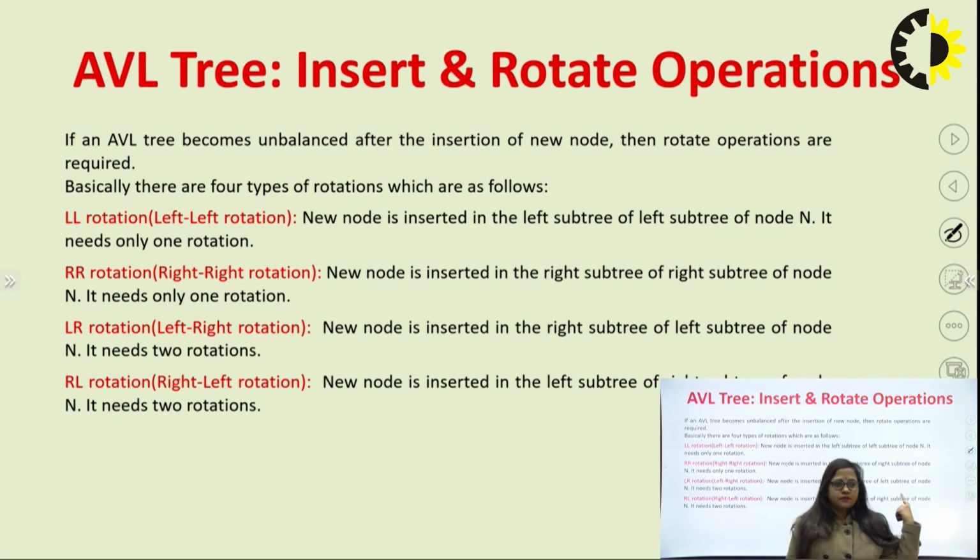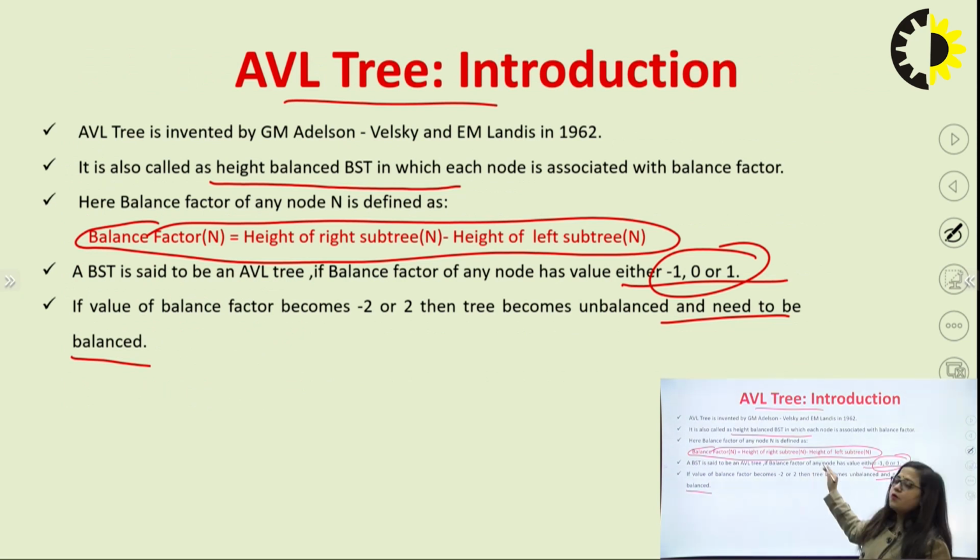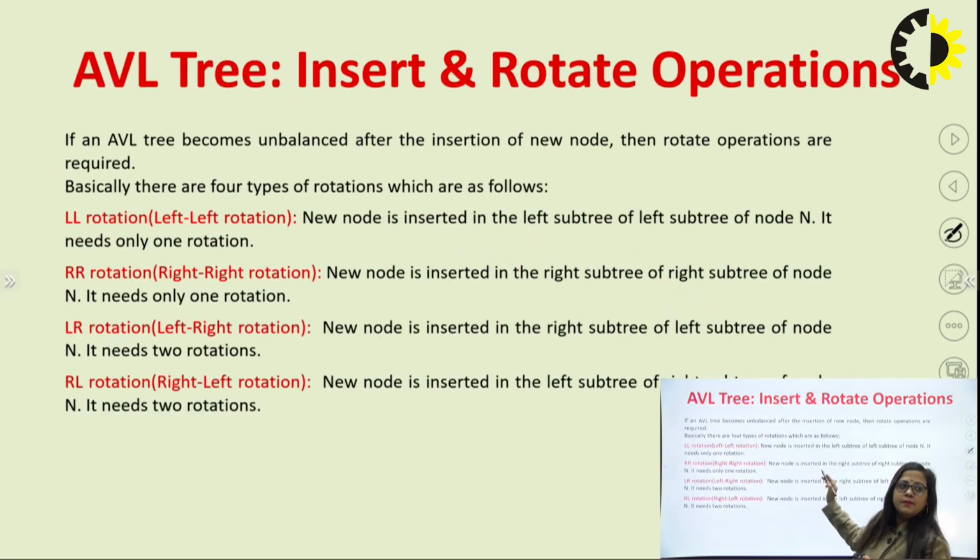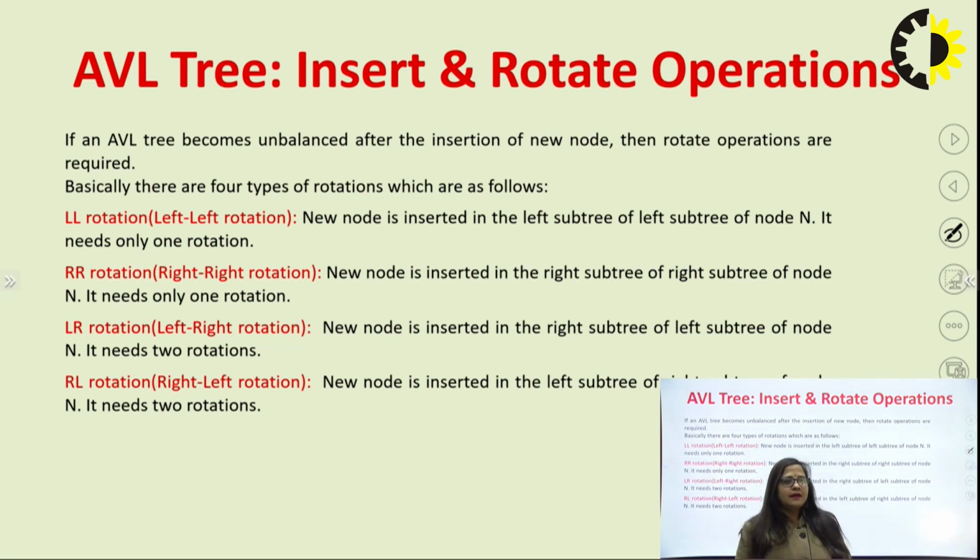First one is left rotation. Left rotation means if a new node is inserted to the left, and again inserted to the left, then you check with the balance factor formula. The balance factor is 2 or -2. That time you use LL. These operations we will discuss in a numerical example, then you will easily understand the rotations in AVL.